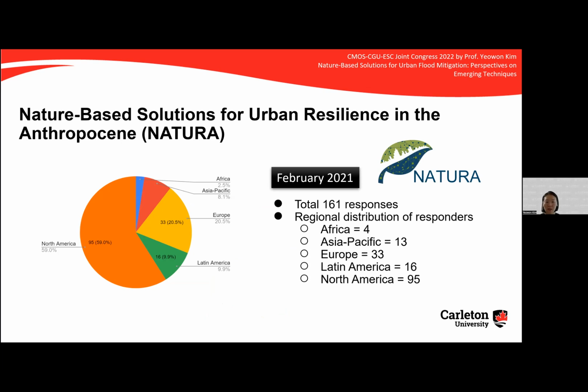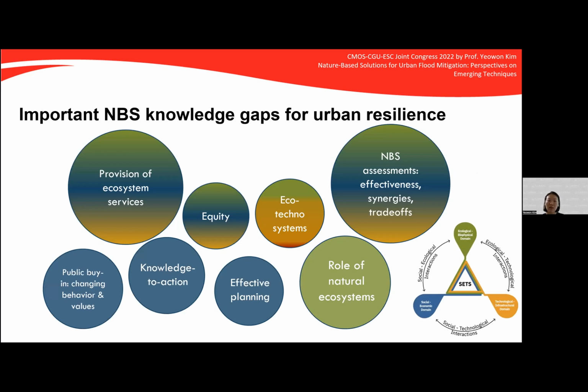So from the survey that we conducted through an international network of 35 research institutions and academic institutions, as well as business and government agencies, which is called Nature-Based Solutions for Urban Resilience in the Anthropocene, we asked what researchers and practitioners think are the most important nature-based solution knowledge gaps for urban resilience. Some of the findings tell us that it is important to understand the provision of ecosystem services from the perspective of interactions of social, ecological, and technological domains, as well as how to assess the effectiveness, synergies, and trade-offs of nature-based solutions with the existing infrastructure systems in urban areas. And some other important knowledge gaps that we need to focus on are equity issues that NBS brings into urban areas, and the important role of natural ecosystems.